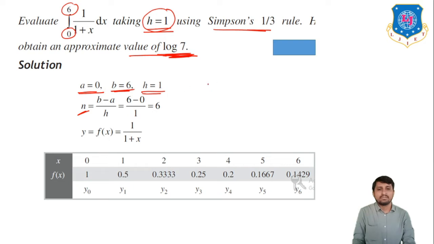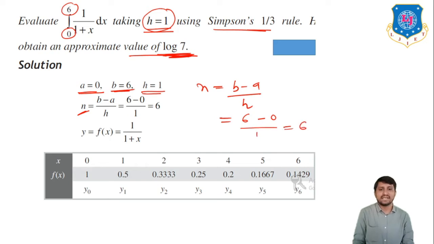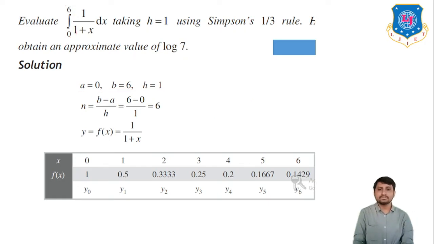So n is equal to b minus a upon h, and b is the upper limit, so 6 minus the lower limit 0, upon h which is 1. So that's why n is equal to 6. That means you are starting from 0, 1, 2 up to 6. So y is equal to f of x, that is 1 upon 1 plus x. So x is equal to 0 first, then 1, then 2, 3, 4, 5 and 6.